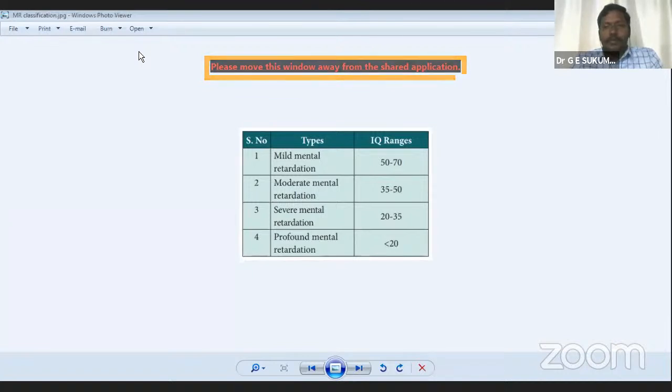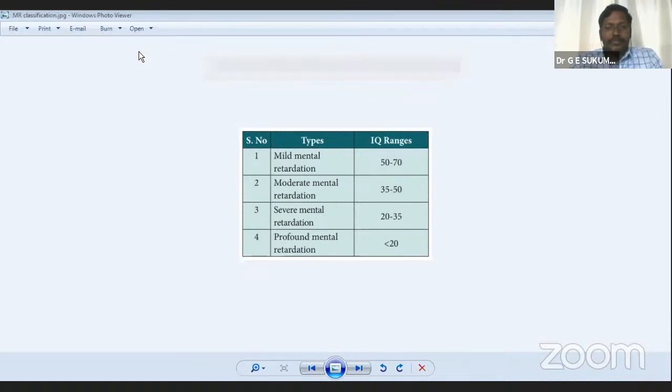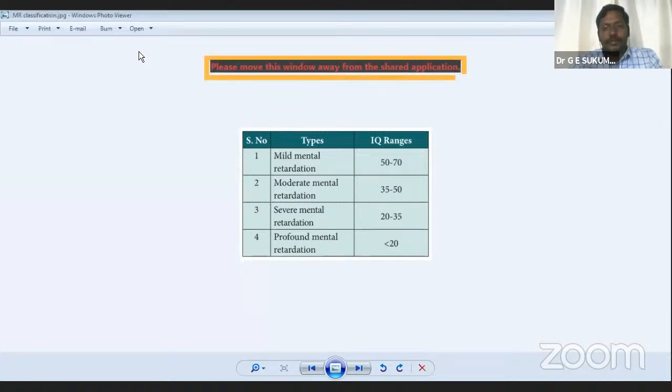Up to moderate level, we can teach them certain skills, and we can also employ them, so they can earn their bread and butter. So they are teachable. But when it comes to severe and profound, they cannot learn because their IQ levels are so low, and they require continuous support or supervision. Without supervision, they cannot live a normal life.